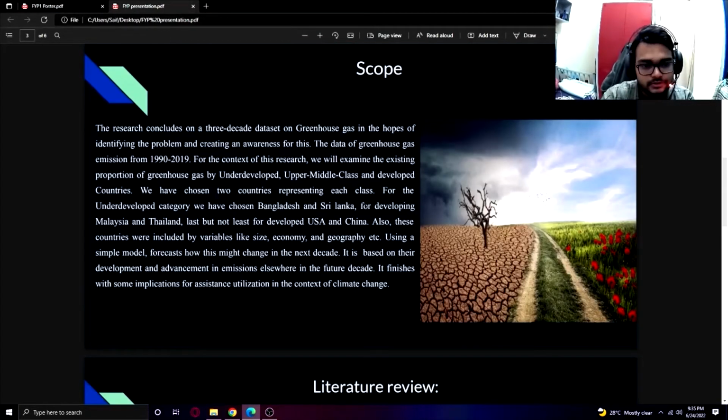The research includes 3 decades of datasets on greenhouse gas, in the hopes of identifying the problem and creating awareness for it. The data we have is from 1990 to 2019. For the context of this research, we will examine the existing proportion of greenhouse gas by underdeveloped, middle class, upper middle class and developed countries.